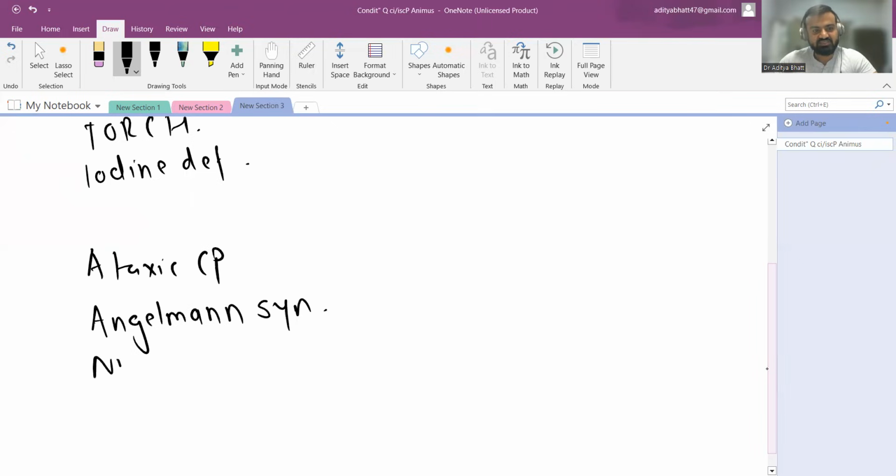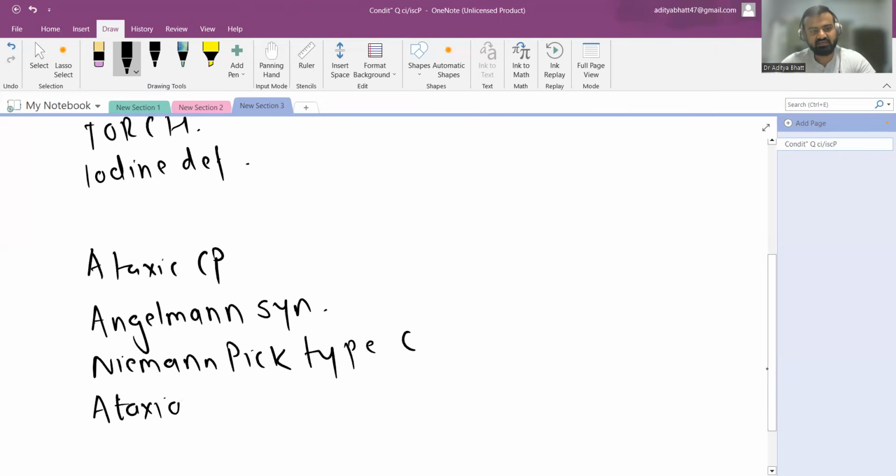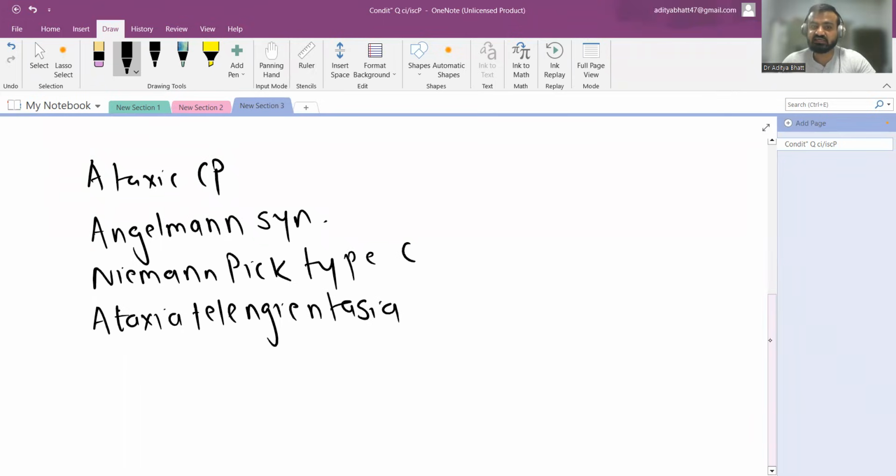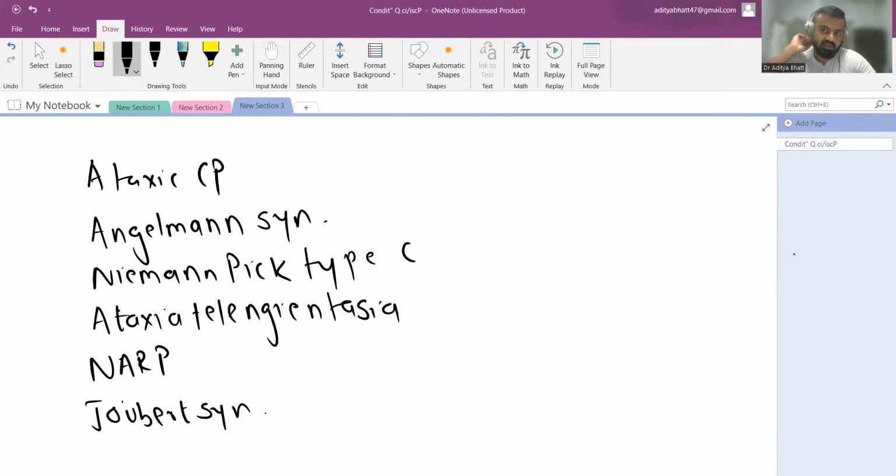Okay, then Niemann-Pick type C. Niemann-Pick also has cherry red spot. Okay, ataxia telangiectasia. Ataxia telangiectasia is a neurocutaneous disorder. There is increased association with respiratory infections. There is increased association with leukemias and lymphomas. Okay, then NARP syndrome. Then what else? Joubert syndrome. Joubert syndrome has molar tooth appearance of the cerebellum. So molar tooth appearance of cerebellum, very important.